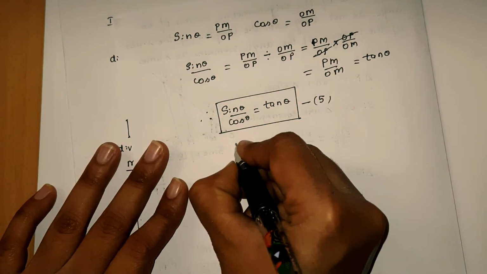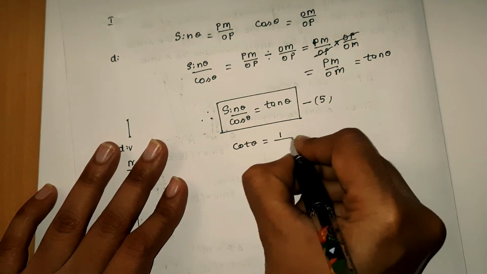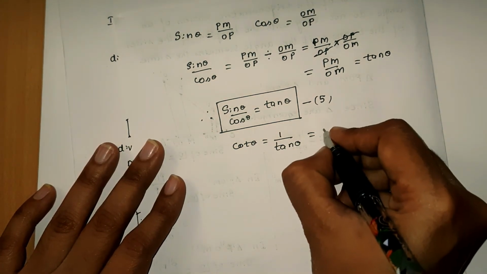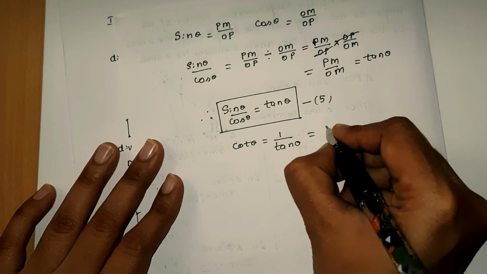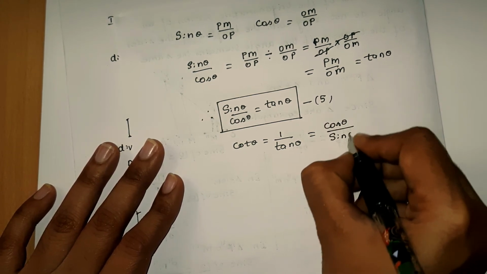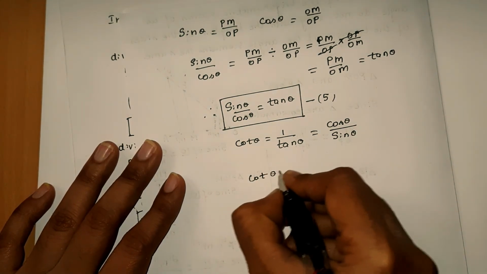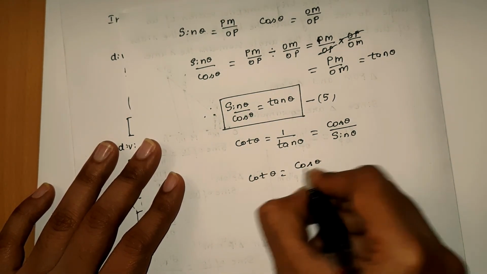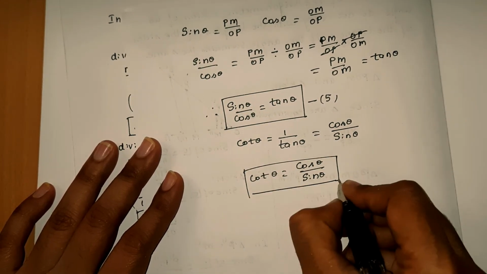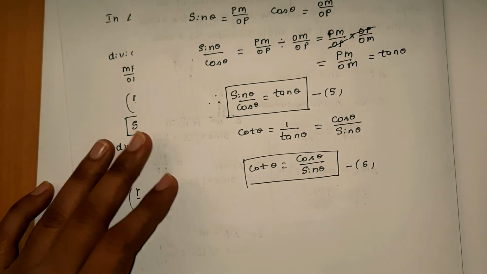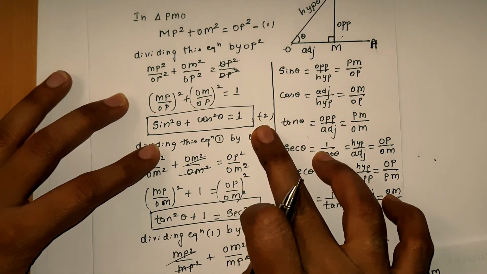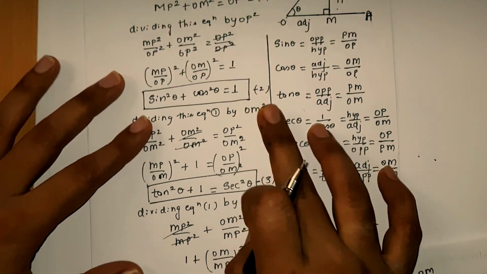Again, we have cot theta is equal to 1 by tan theta. So therefore, we can write this as cos theta by sin theta. So cot theta is given by cos theta by sin theta. So this is another relationship. So these are the 6 relationships that we come across in between trigonometric ratios of an angle.